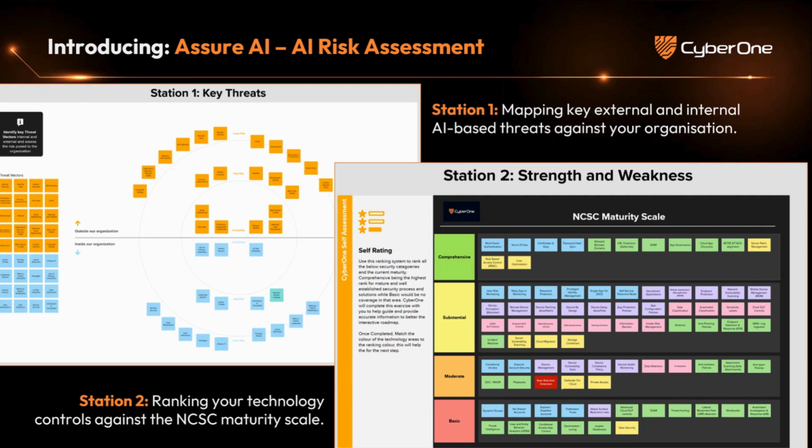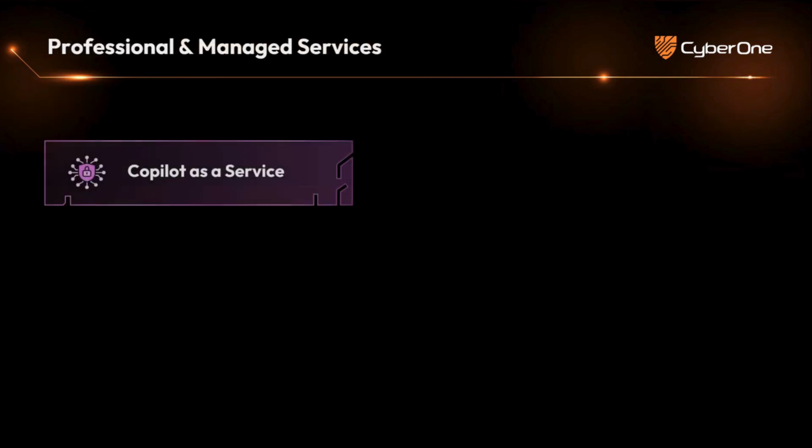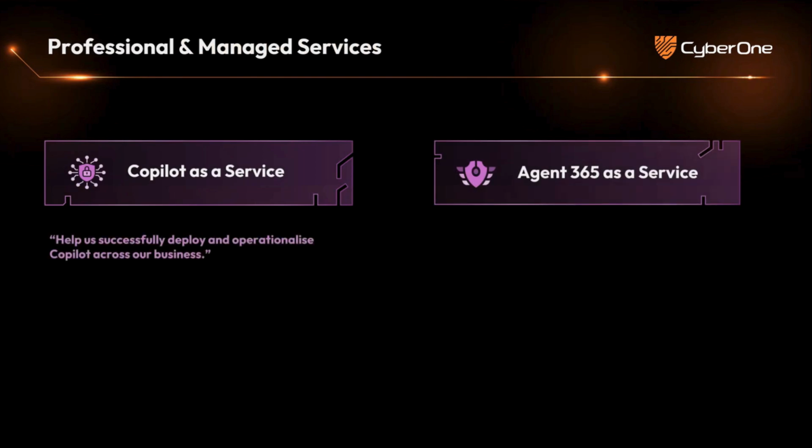Now, beyond that, this is of course agnostic to technology. It's looking at your entire organization, not just the Microsoft world. But if you do need help, particularly in the Microsoft world, we've got two services that can be delivered as either professional service or managed services. Those are Copilot as a service and Agent 365 as a service. In the purple quotes there, you can see which of them might be appropriate to you.